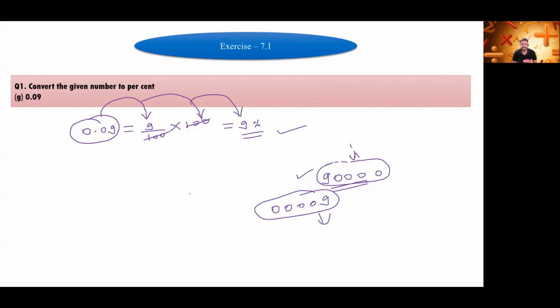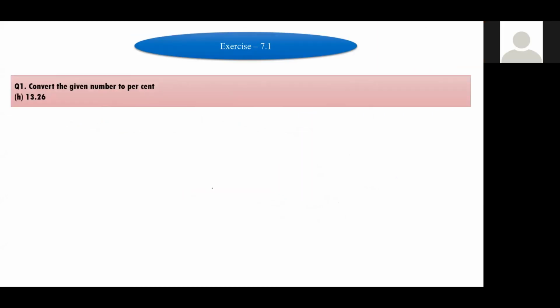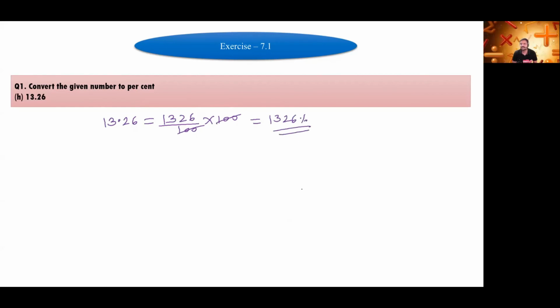Yes, Akshara. Next one. Yes, sir. The question is 13.26. We will write it as a fraction, 1326 upon 100 into 100. The 100 will cancel, giving 1326%. Correct. Okay.